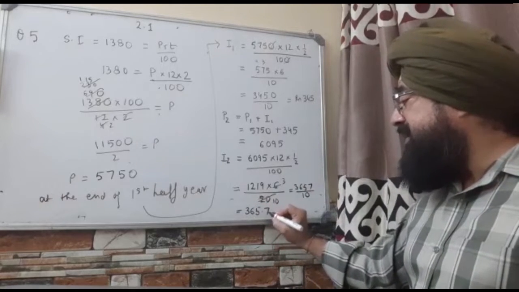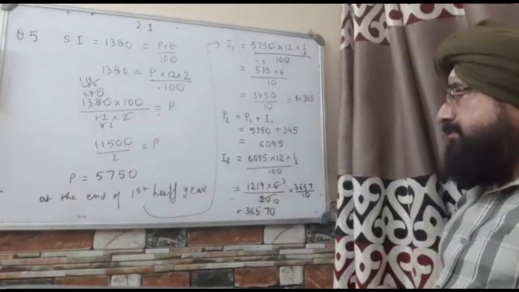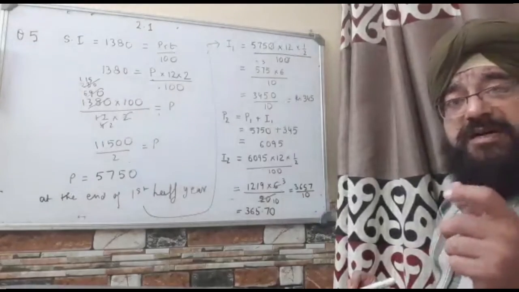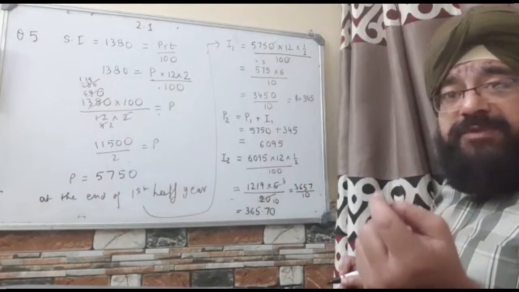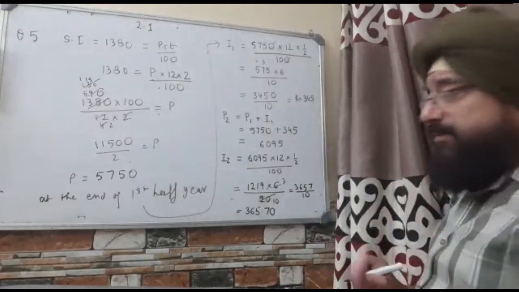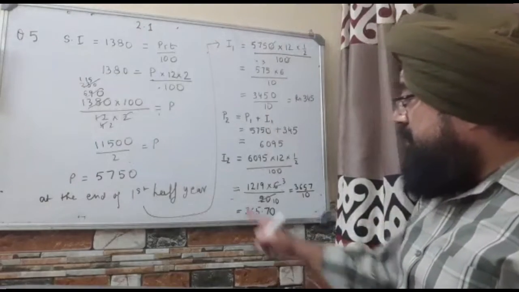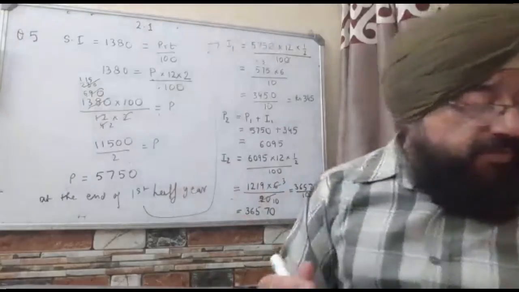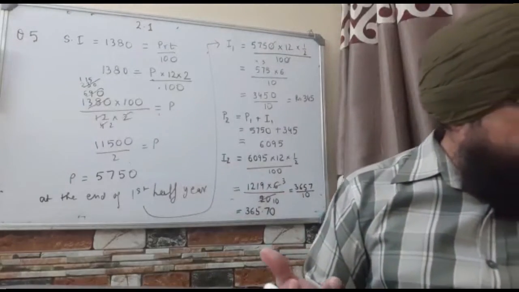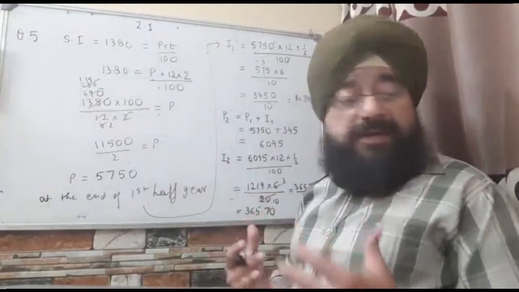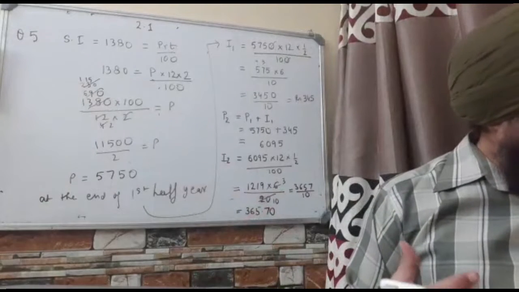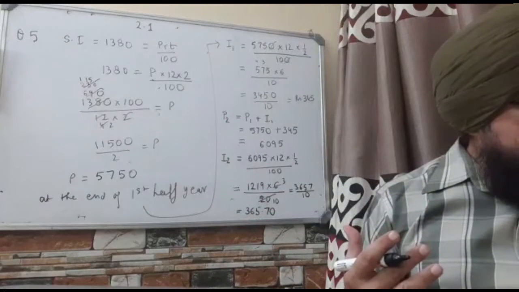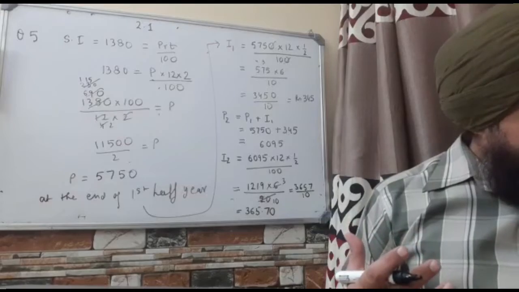So this becomes 365.7, and 0.7 means 0.70, because it's after 0.7. 0.7 means 0.70 in case of rupees and paisas. So this is your interest for the second year. But what I'm supposed to tell here is the amount, compound interest at the end of, not compound interest. Oh yes, the compound interest on this sum for 1 year payable half yearly at the same rate.